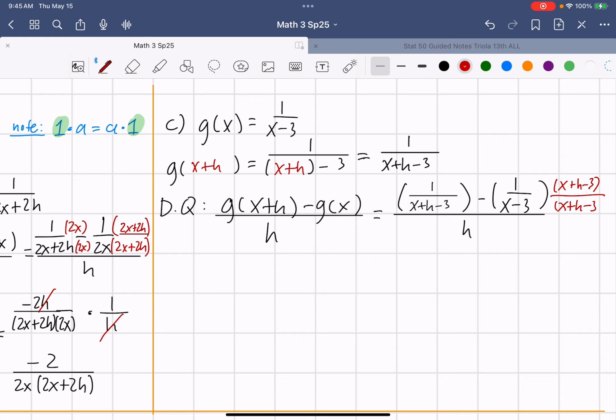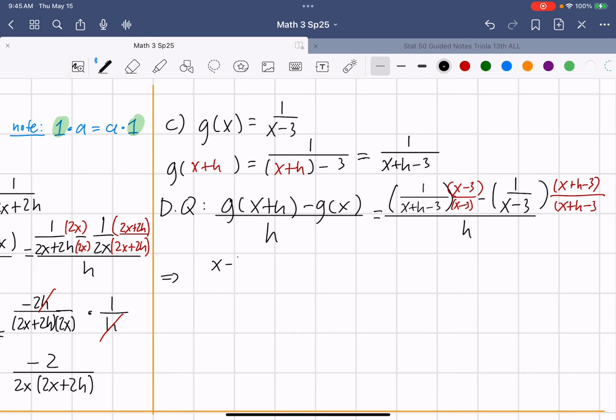And then this other one, we need to multiply by x minus 3, x minus 3, and now we try to simplify all of this.